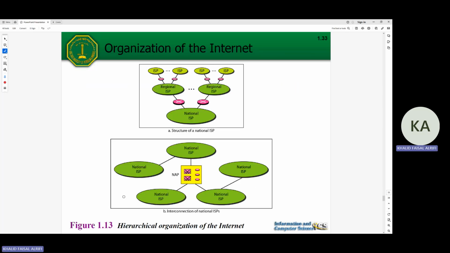Here it shows the hierarchical organization of the Internet. It starts with the structure of the national ISP. So it starts with the local ISP, then we have here a router or a switch, then regional ISP, then national. Here is the wide ISP, then here the smaller one, and here the smallest one of them. Or we have interconnections of national ISPs, like different nationals. As shown, I guess there's nothing more to explain here.